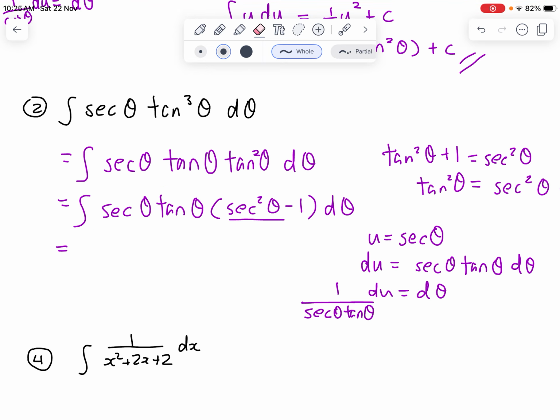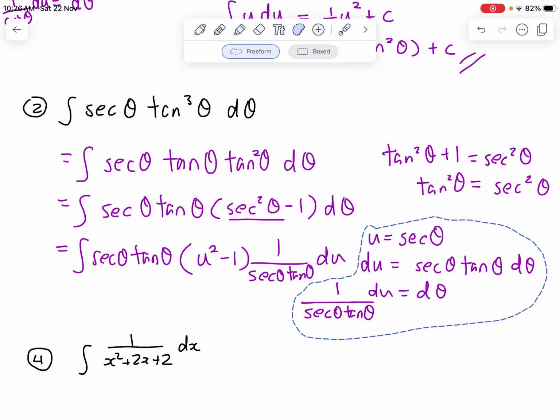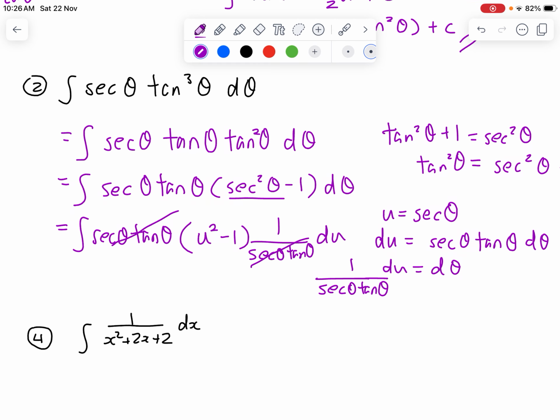So in this scenario, we want to leave the secant theta as it is. So we have secant theta times tan theta. But I do want to make this secant squared theta as my u. So I have u squared minus 1 d theta, which is 1 over secant theta times tan theta du. And as a result of leaving the secant theta in the beginning as it is, we can beautifully cancel it out. And we're left with u squared minus 1 du, which is very beautiful because we beautifully cancel it out. So now we're left with that.